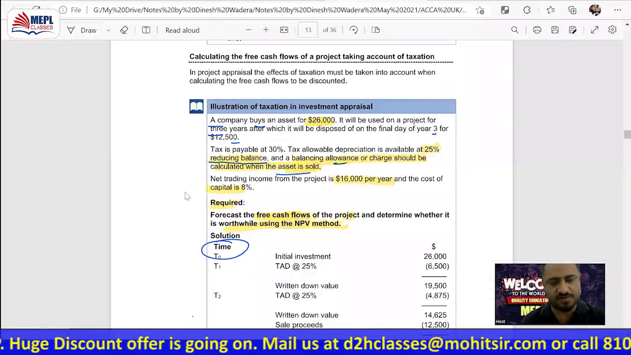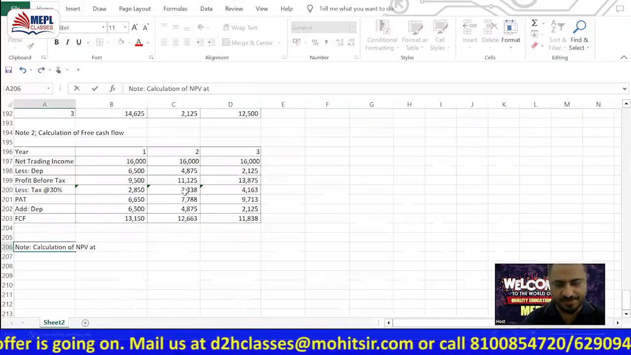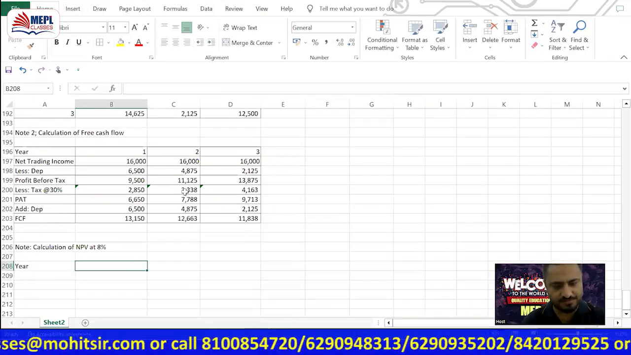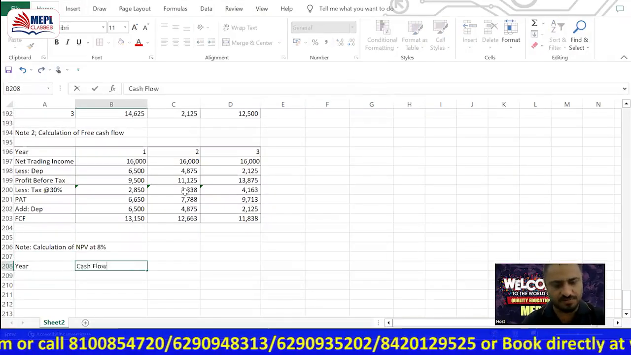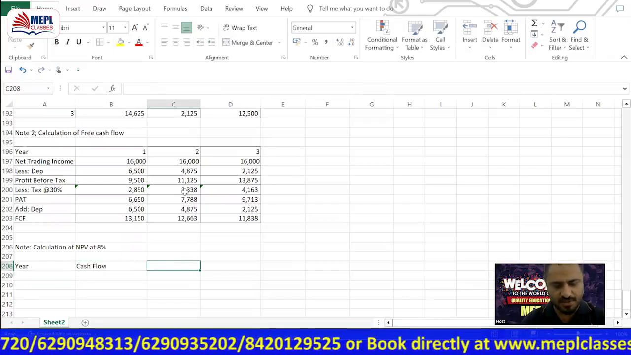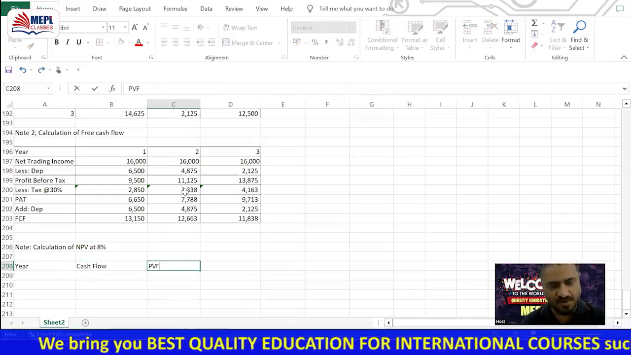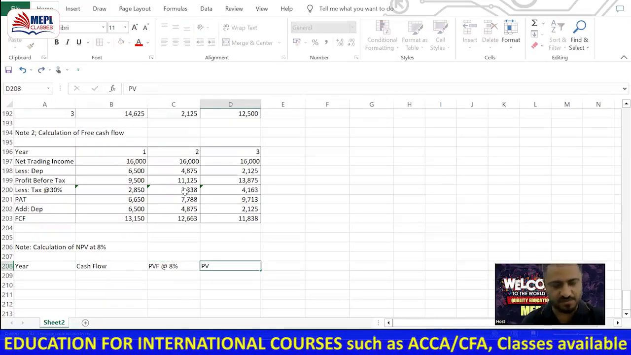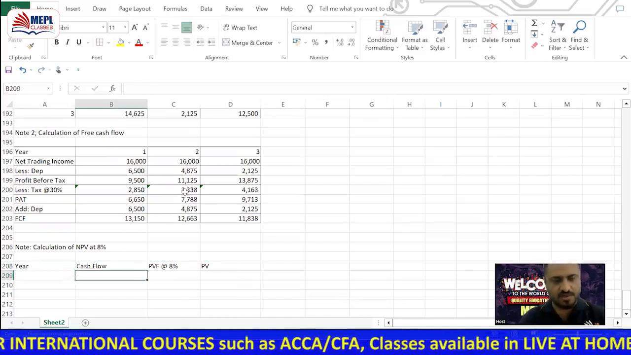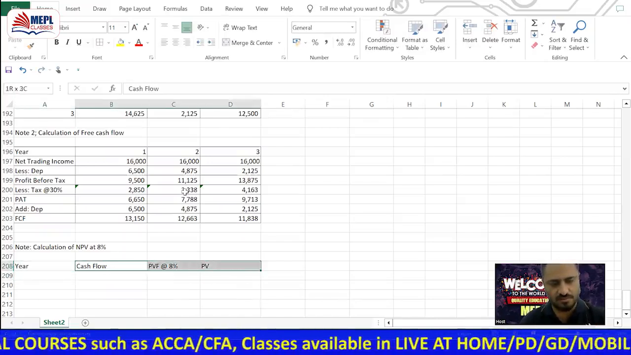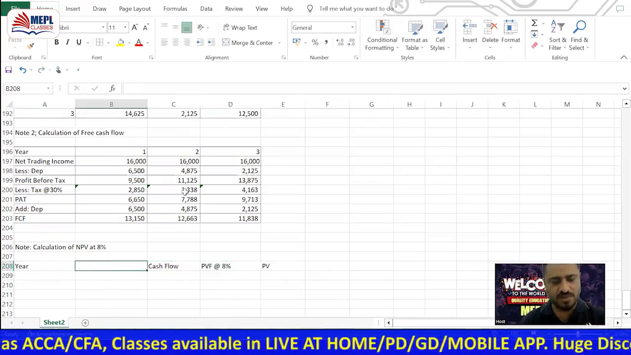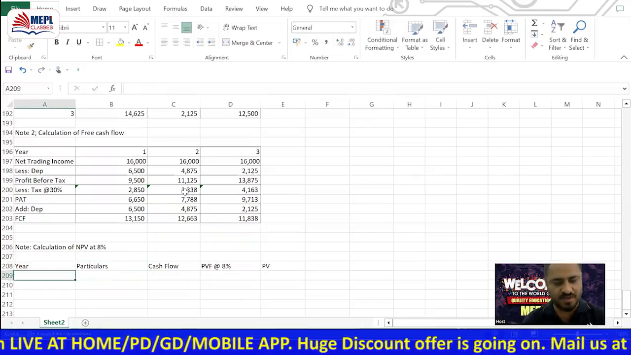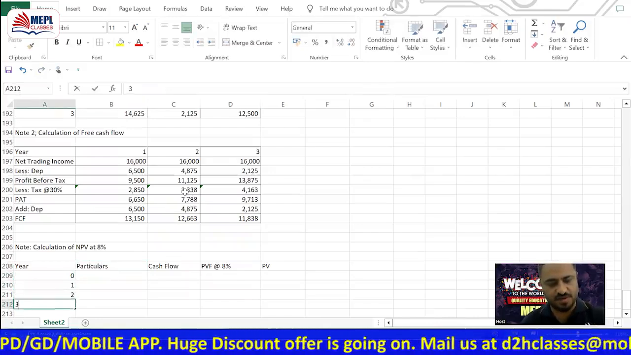at, what is the discount rate? 8%. Again, same thing. Here, cash flow, present value factor, or call it a discount factor at 8%, and you get a present value. We can add a description or particulars also, no problem. Here is 0, 1, 2, 3 and again 3.